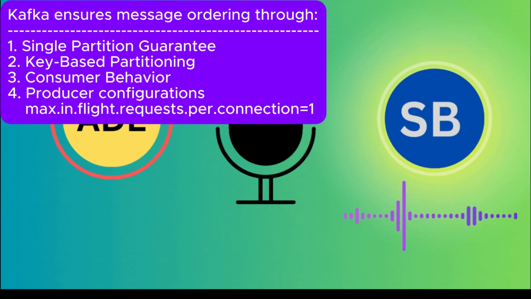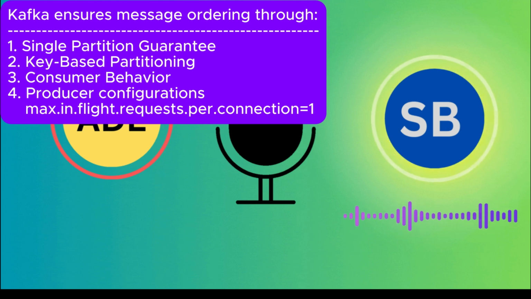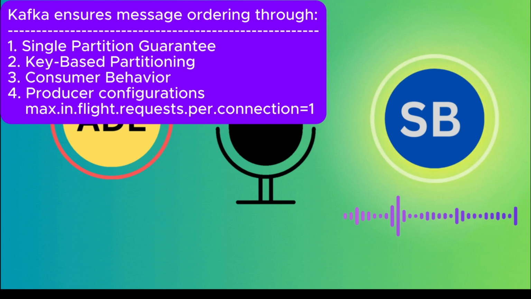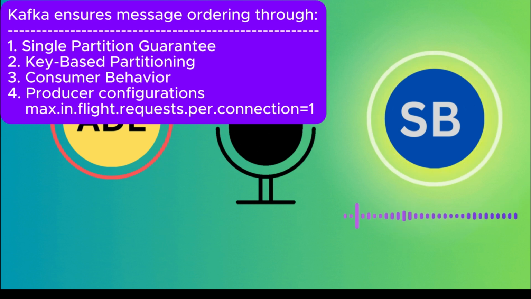The next thing is key based partitioning. When messages are produced, they can be attached with a specific key. Kafka uses this key to determine which partition a message has to go to, typically using a hash function. Since all messages with the same key are sent to a single partition, this also maintains the ordering.